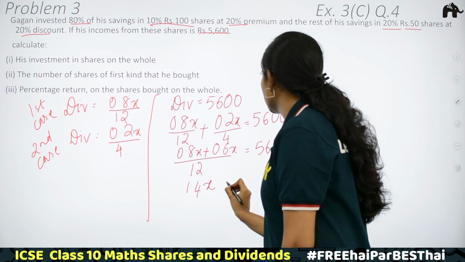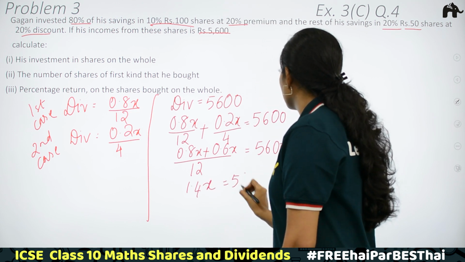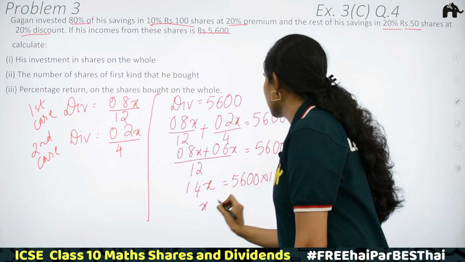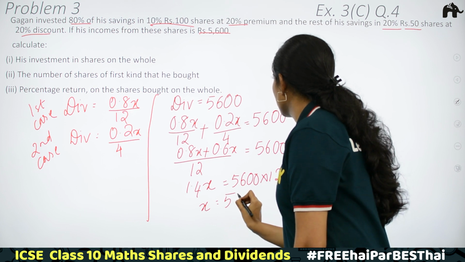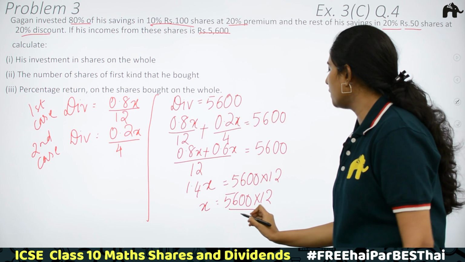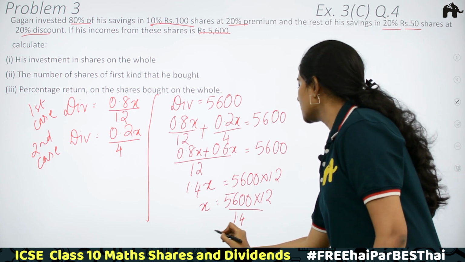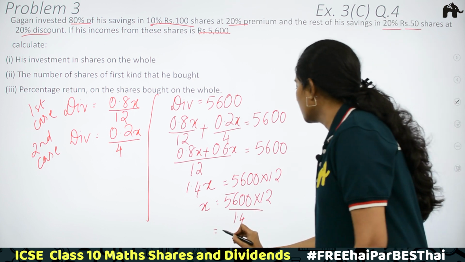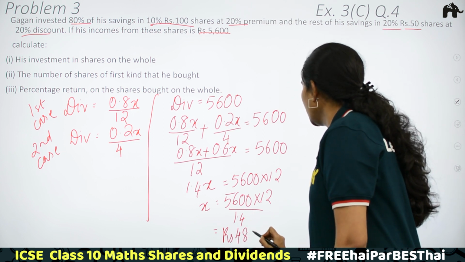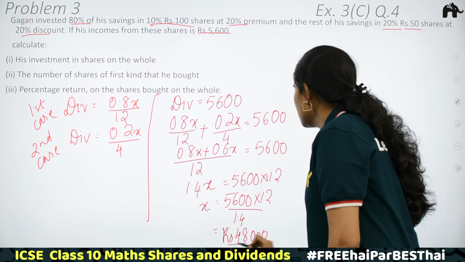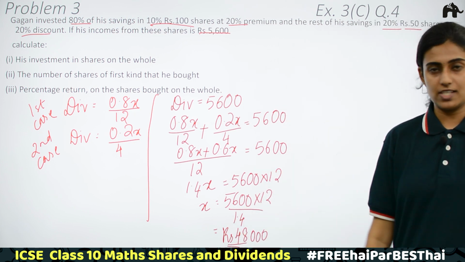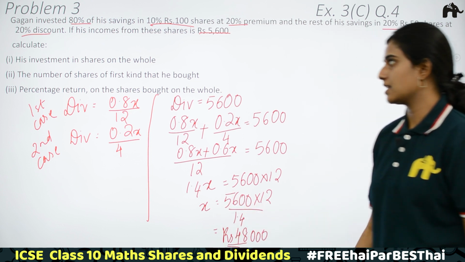1.4x is equal to 5,600 into 12. X is equal to 5,600 into 12 divided by 1.4. You will be getting rupees 48,000. So this rupees 48,000 is his total savings. We got the value of X.